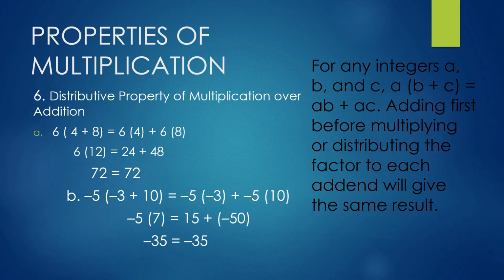So for the other one, we distribute 6 inside the parentheses. Same thing: 6 multiplied by 4, 24. 6 multiplied by 8, 48. Finding the sum, lastly, 72 still. So it will not affect the result of the equation.